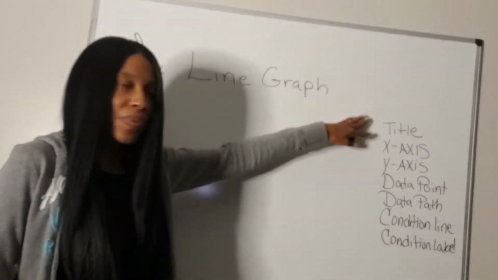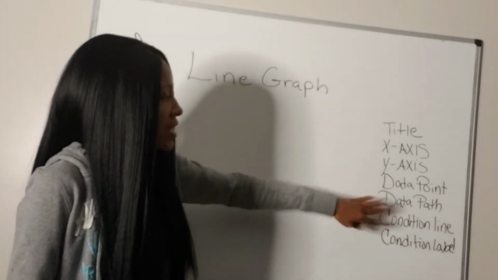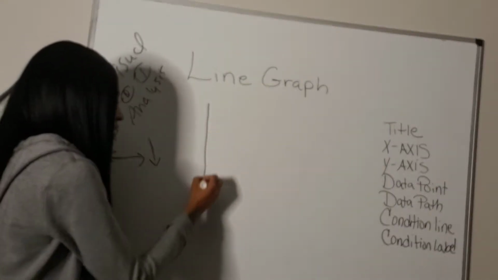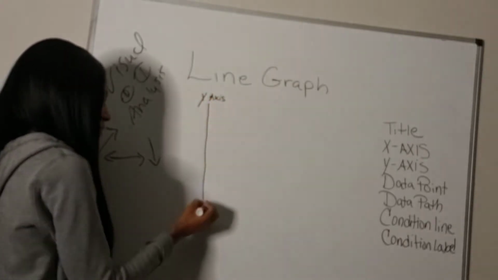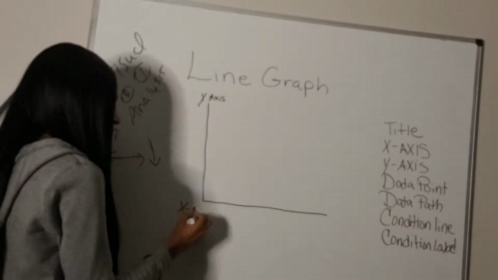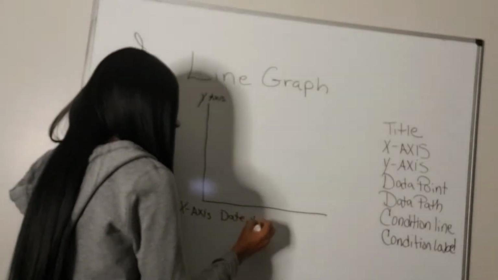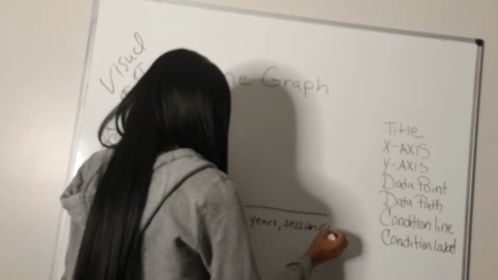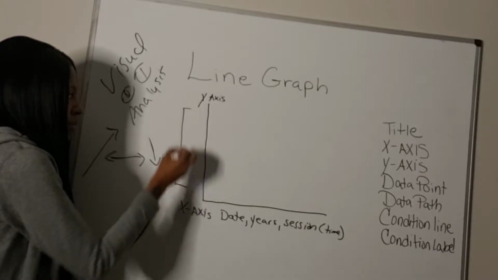So we'll need to make sure we know the title, the x-axis, the y-axis, the data point, the data path, condition line, and a condition label. So let's start. This line that goes down is your y-axis. The horizontal line is your x-axis. On here you can have your date, years, sessions, basically time. Your y-axis is used for your measurements.